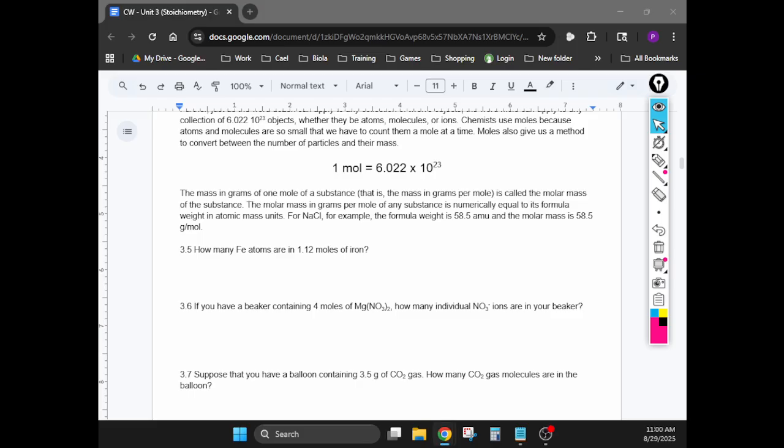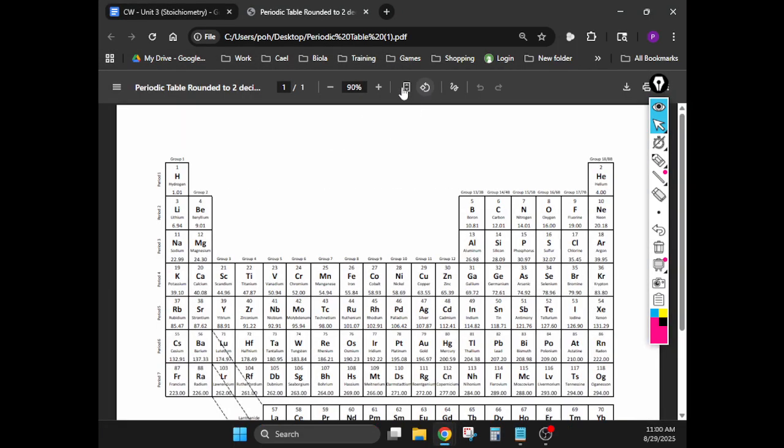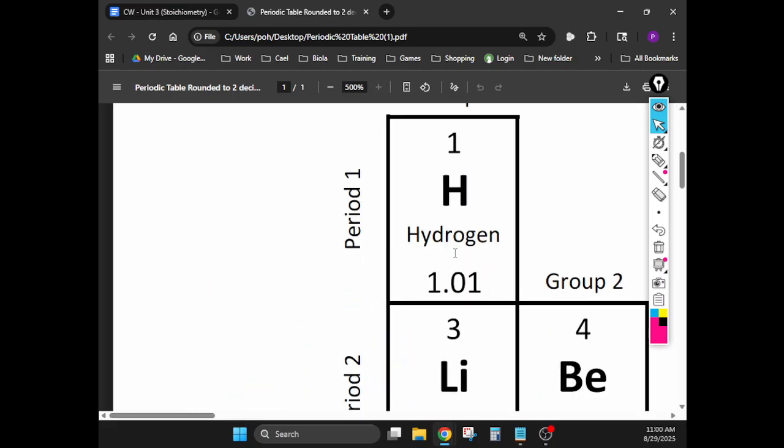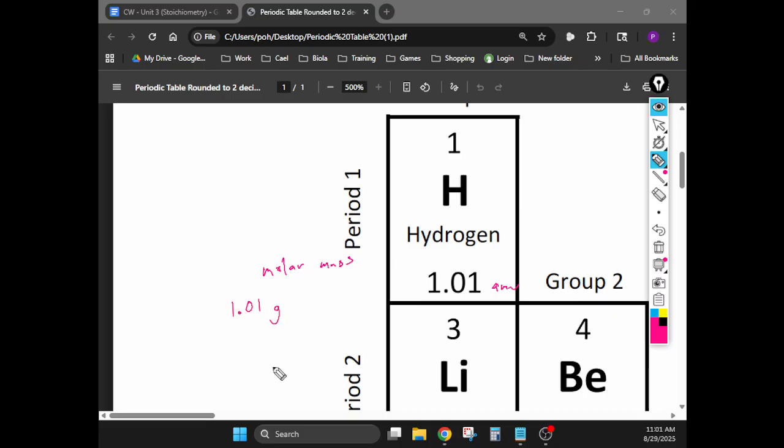We've been talking about the number at the bottom of the box, and we said that this is AMU, right? But we can also talk about this in terms of something called molar mass. This number not only tells you the AMU, it also tells you how many grams 1 mole of that element weighs. So when you have 6.023 times 10 to the 23rd of hydrogen, it's going to weigh 1.01 grams.